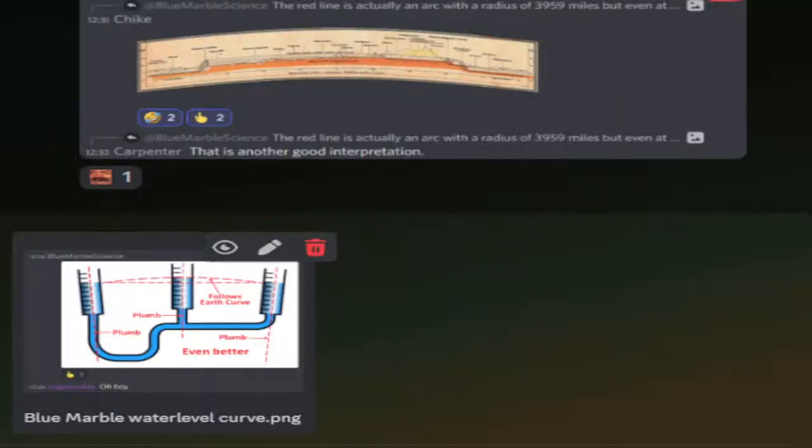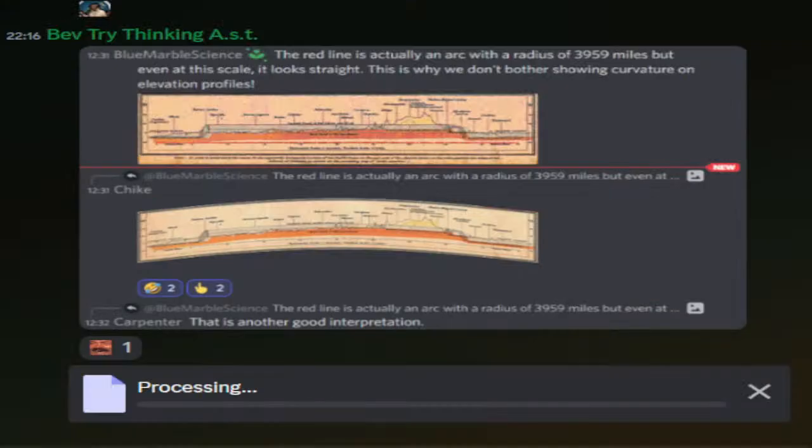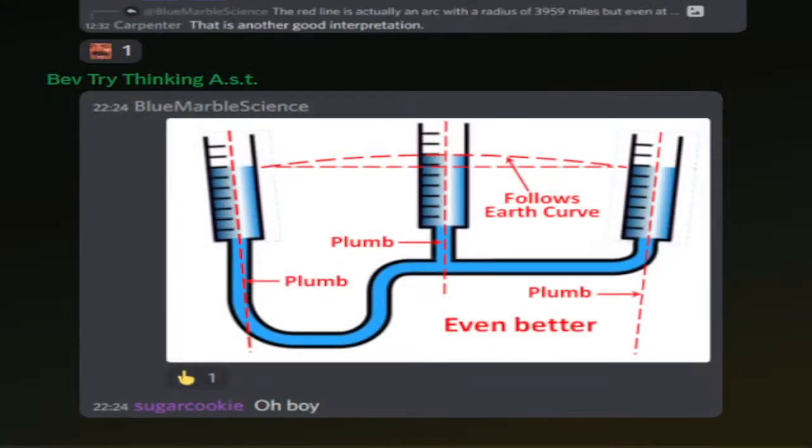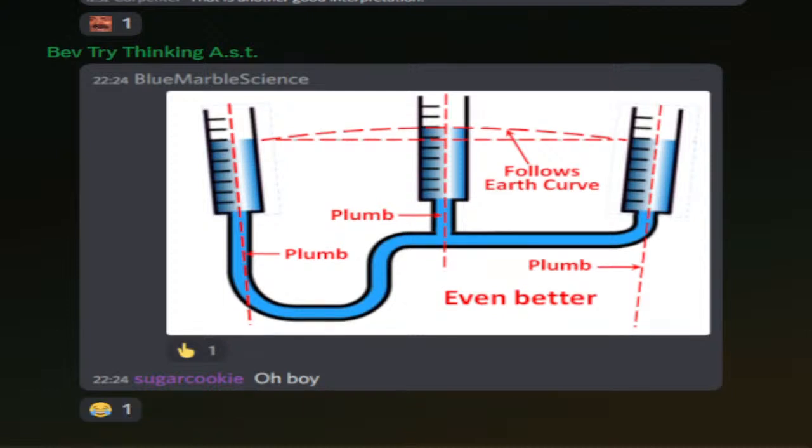Blue Marble Science, he's got a water level, right? Have you seen Blue Marble Science's water level? That's in the chat as well. You said lower, didn't you? You did say lower elevation. What, the water level? Lower in the middle, yeah. Lower elevation. Okay.